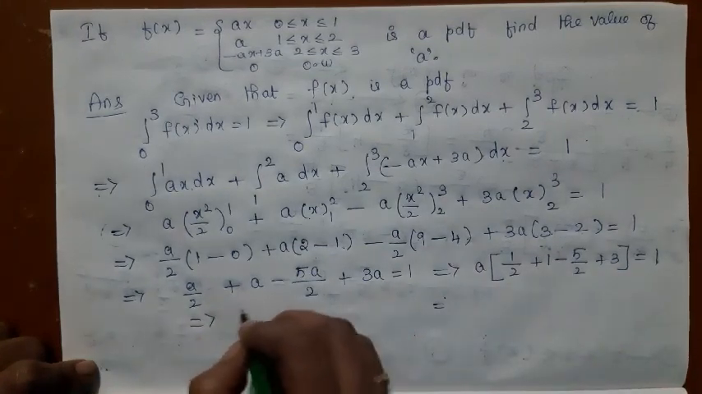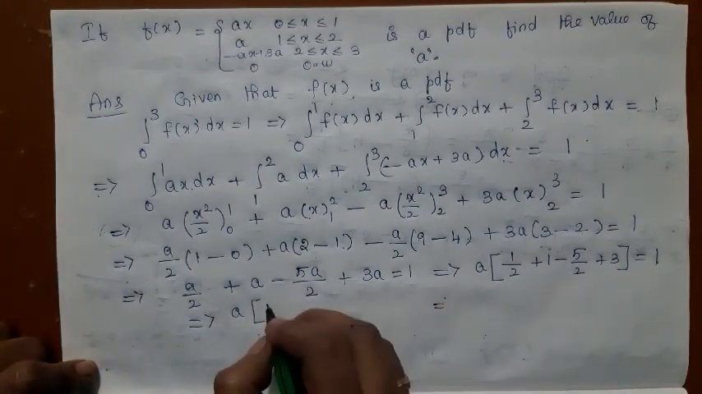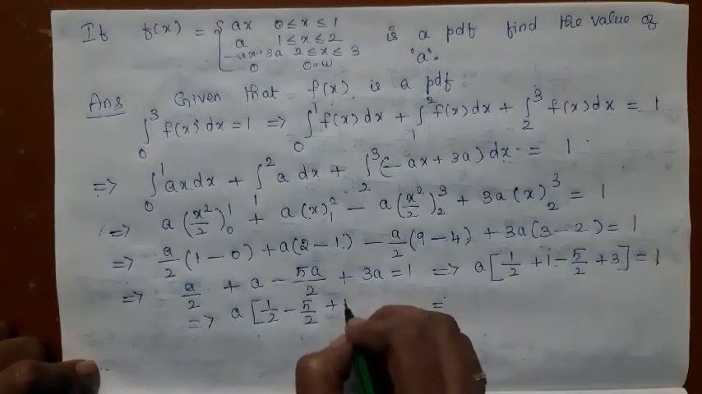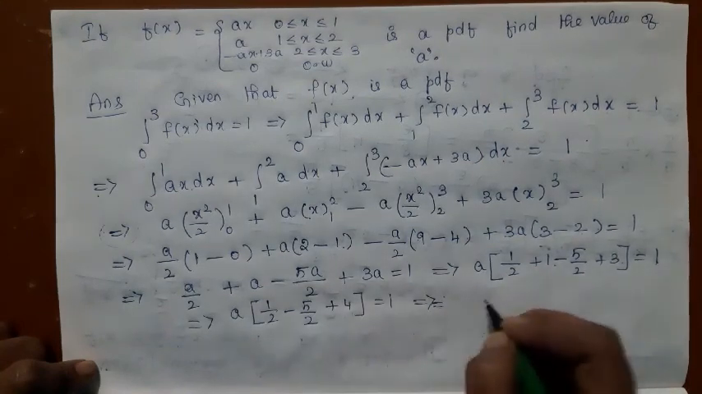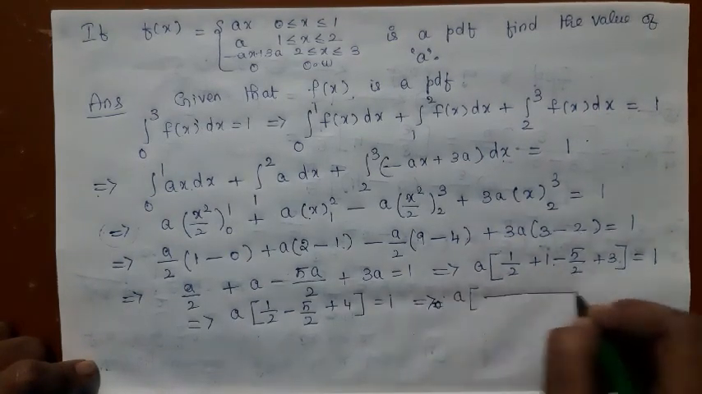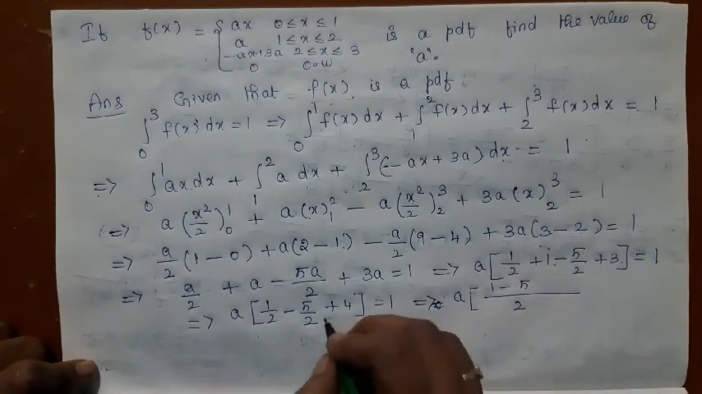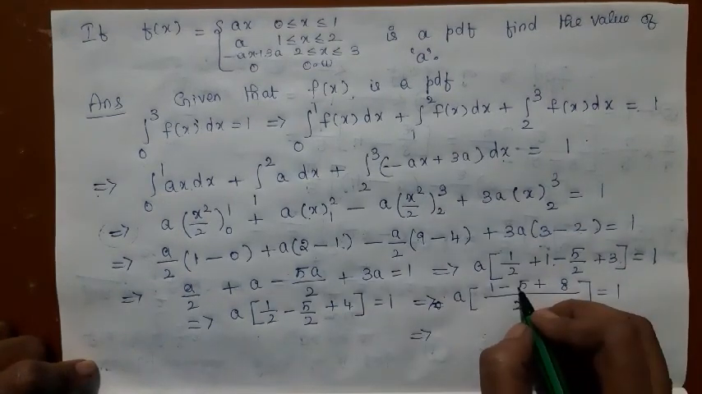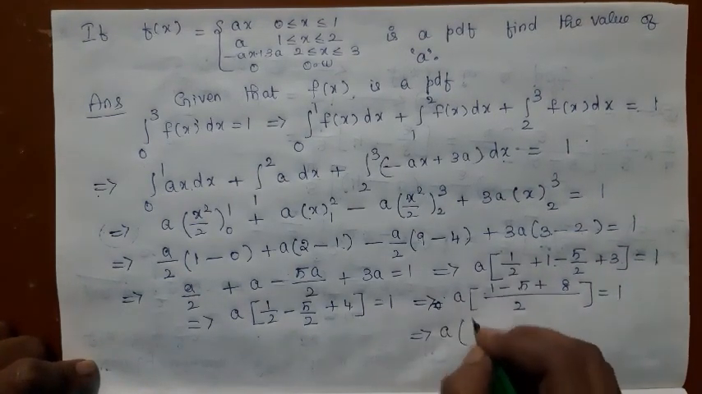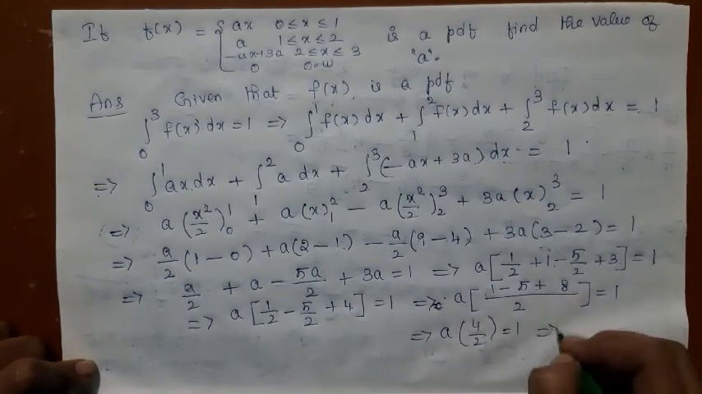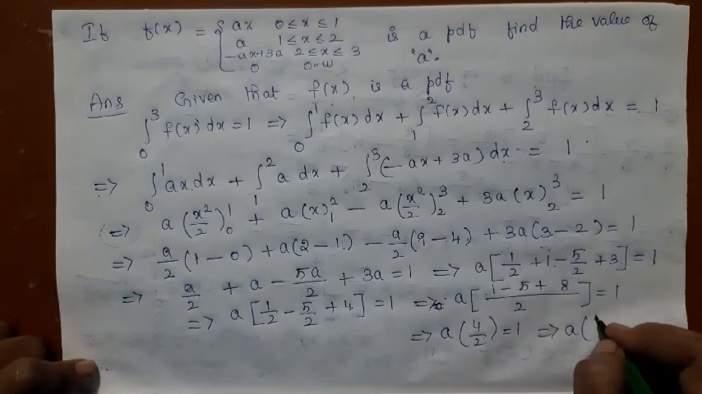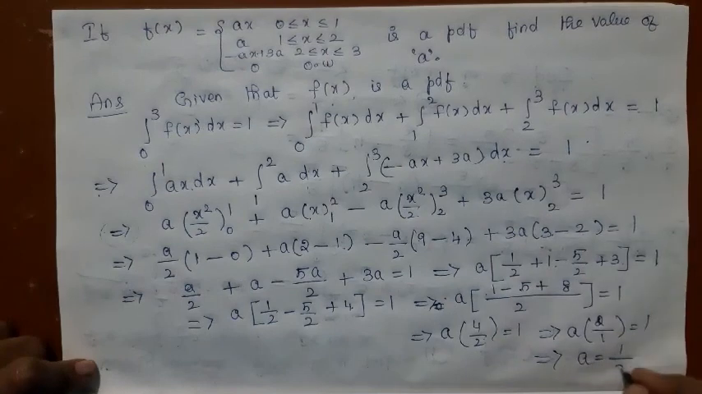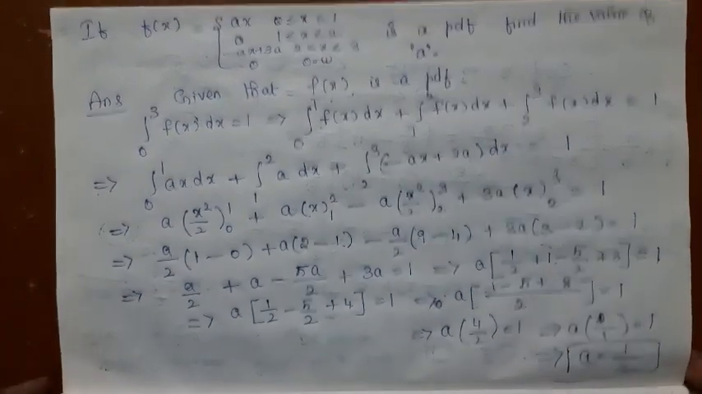Fine. a times 1 by 2 minus 5 by 2, 3 plus 1 is 4, equal to 1. So you have a, take 2 as the LCM, 4 times 2 is 8, is equal to 1. 8 minus 5 is 3, 3 plus 1 is 4, 4 by 2 is equal to 1. So a into 2 by 1 is equal to 1. So a is equal to 1 by 2. So you have found the value of a.